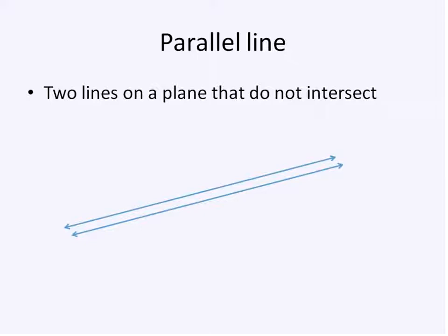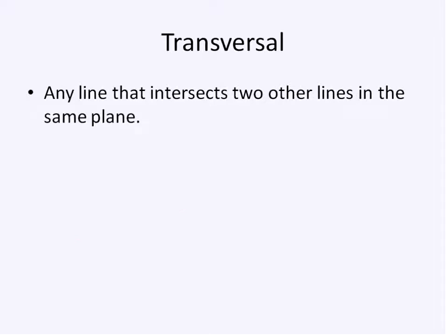All right? And they are on the same plane. We often call that coplanar lines that do not intersect. All right, so that's what parallel lines look like. A transversal is any line that intersects two other lines on the same plane. Specifically, what we're going to look at is a transversal that intersects parallel lines.